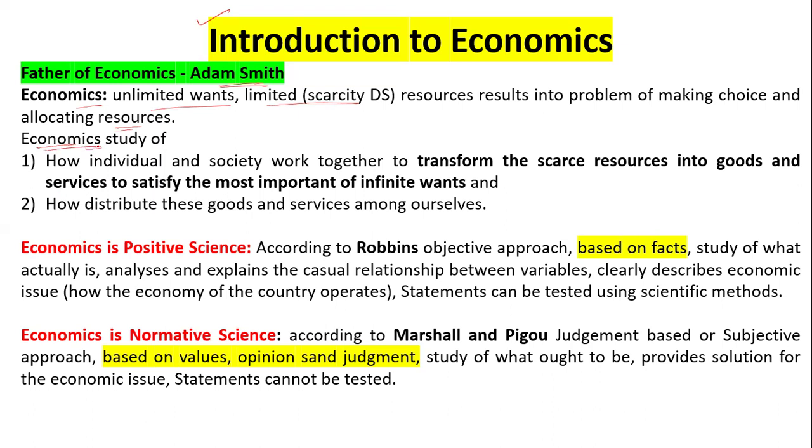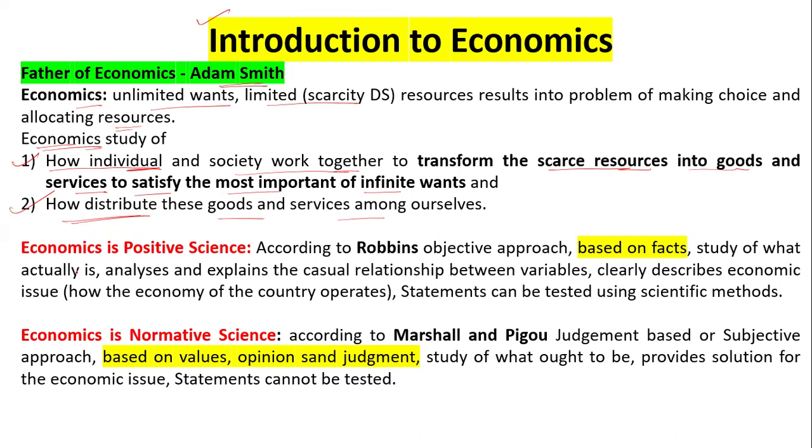In economics we study two things. One is how individuals and society work together to transform scarce resources into goods and services to satisfy the most important of our infinite wants, because individual wants are infinite and resources are very scarce in the environment. So how to come together and fulfill our needs and wants with these resources, this is economics. And the second thing we study is how to distribute these goods and services among ourselves. These are the two things we study in economics.